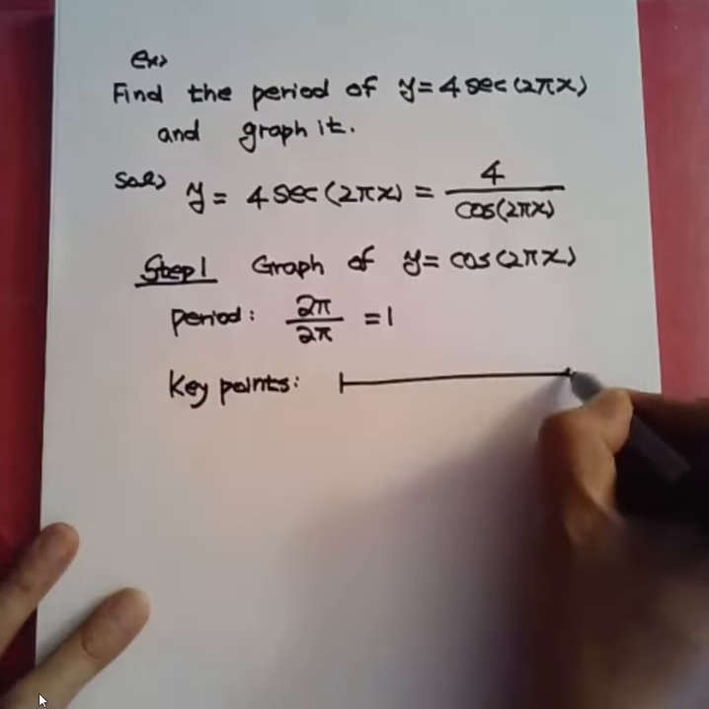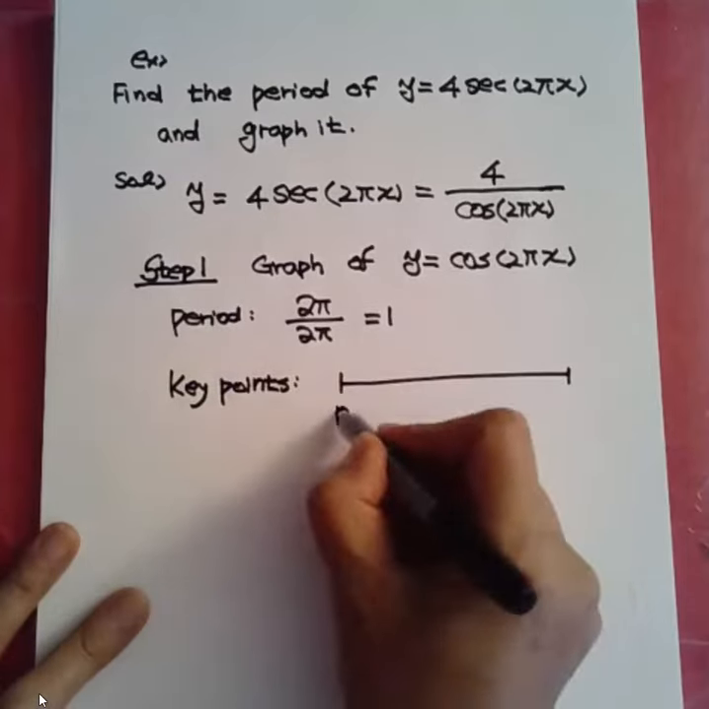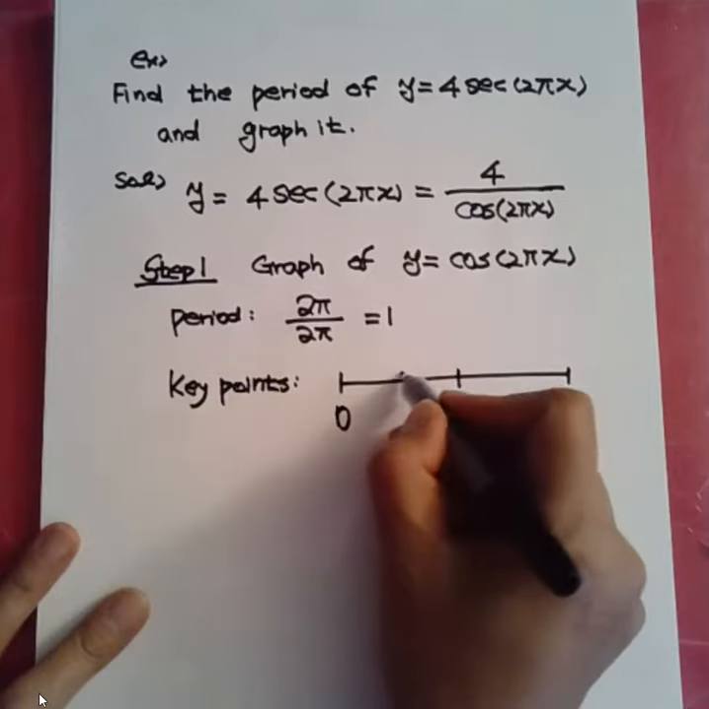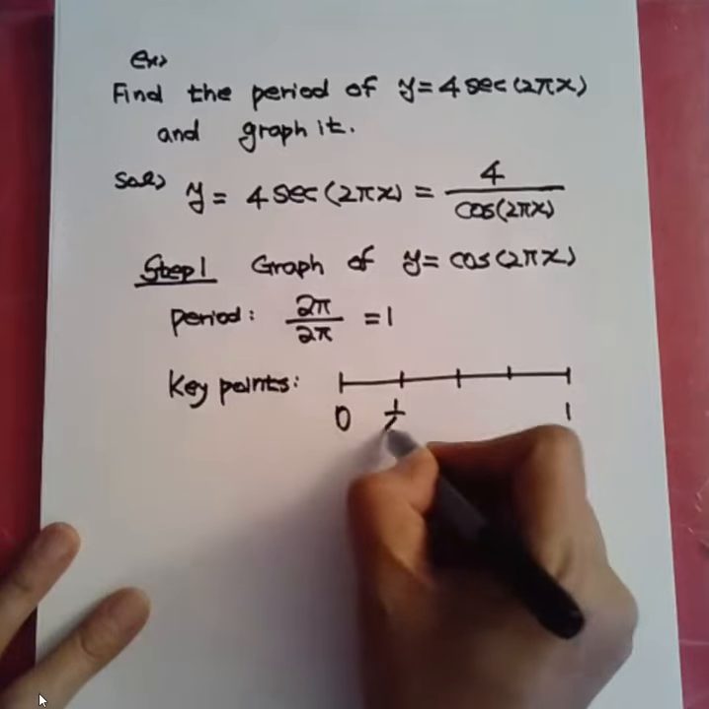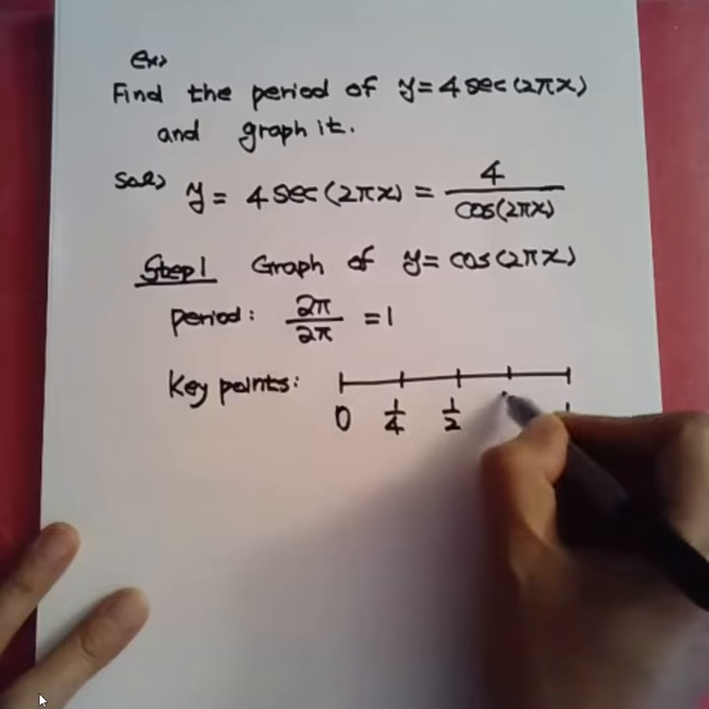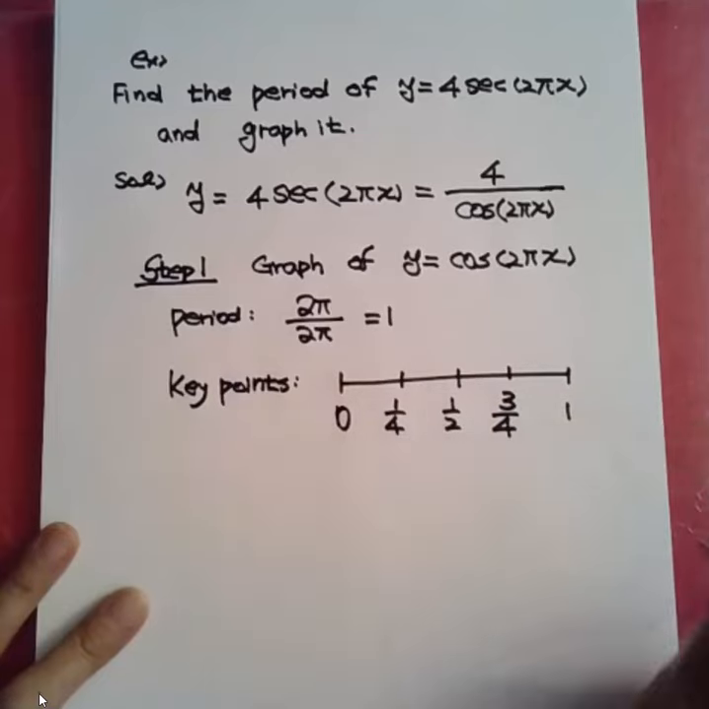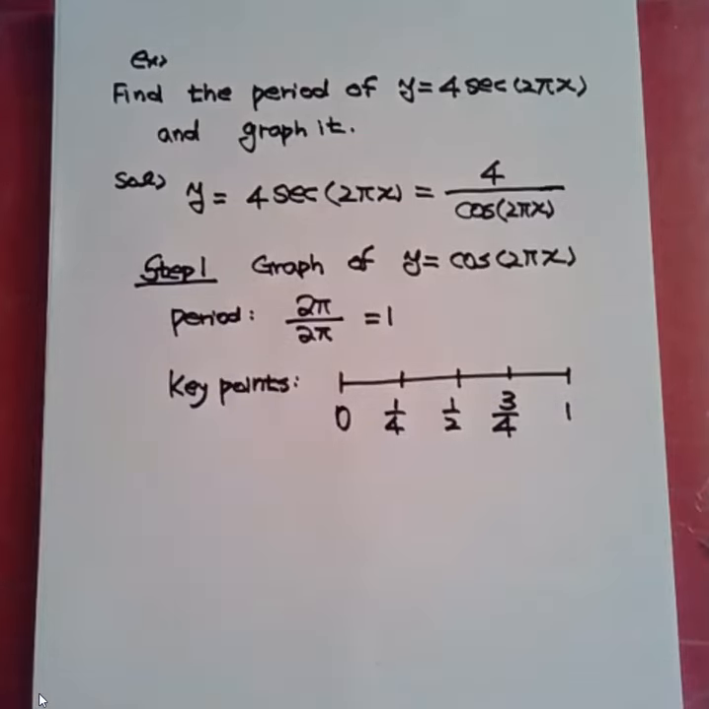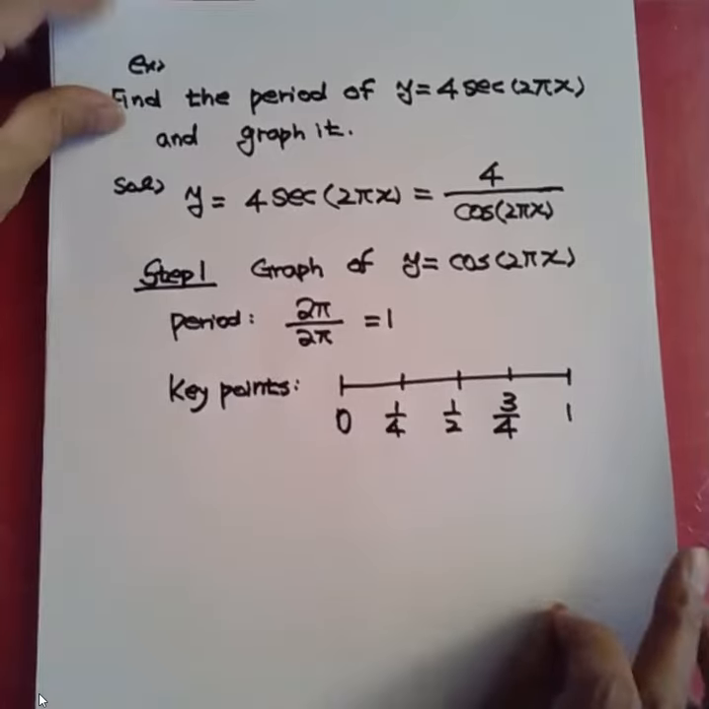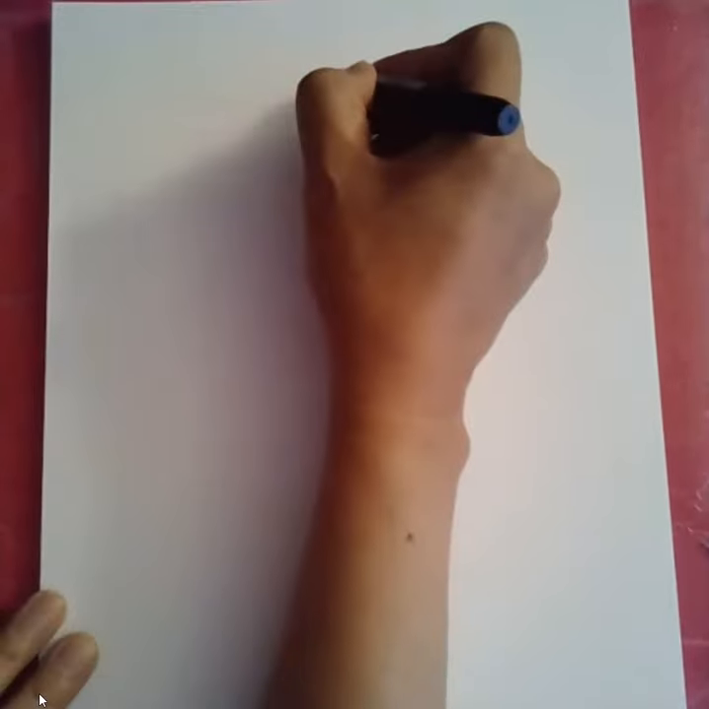We drew the interval from 0 to 1, and then we subdivide into 4 equal intervals. So this becomes 1/4, 1/2, 3/4, and so on. By using that, we will draw the cosine. The maximum will be 1 and minimum will be -1.